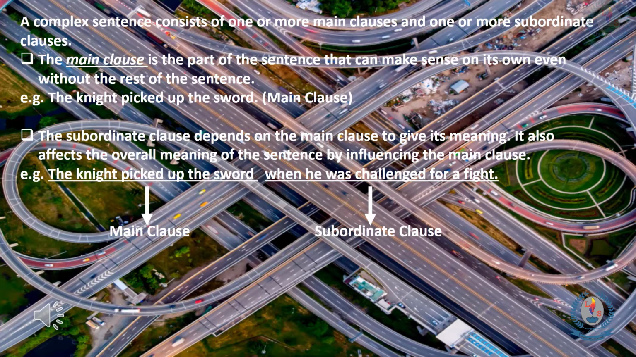Let us explore the structure of a complex sentence. Example: the city of Alexandria had the largest library in the ancient world, which was constructed by the Greeks and later destroyed by the Romans.